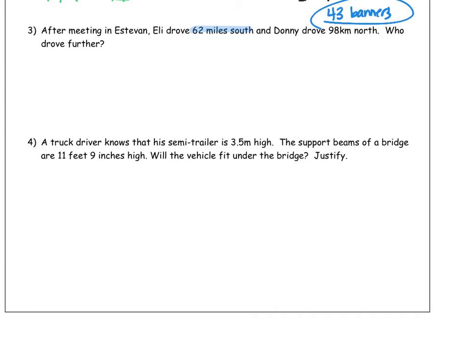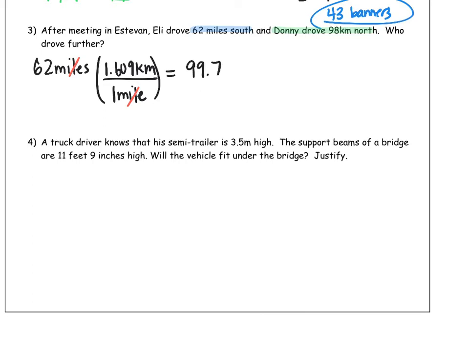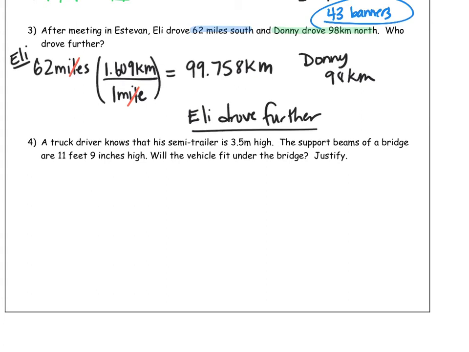Number 3, after meeting in Estevan, Eli drove 62 miles south, and Danny drove 98 kilometers north. Who drove further? Again, it doesn't matter which one you convert, but you've got to convert them into the same lingo so that you can compare the two. So if I go miles into kilometers, I would go 62 miles, and 1 mile has 1.609 kilometers. My miles will cancel away. So that gives me 99.758 kilometers. This is Eli, compared to Danny, who drove 98 kilometers. So we can say that Eli drove further. Once they are the same units, then we can compare them.